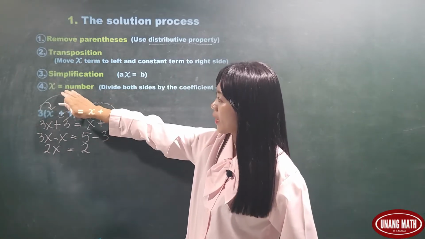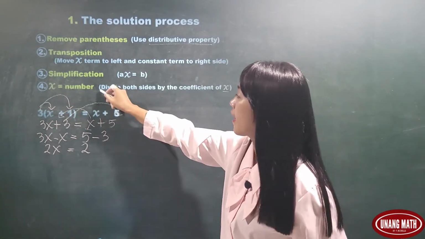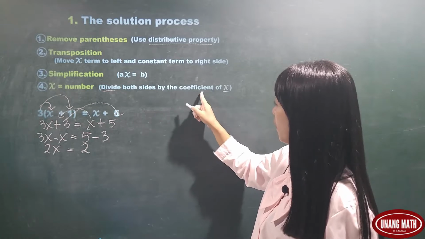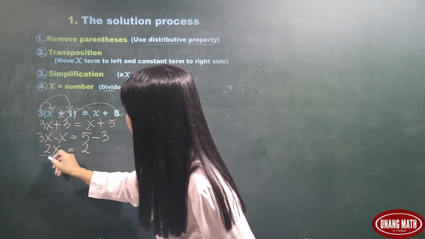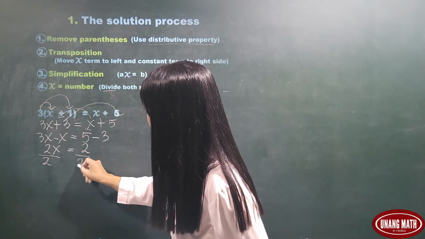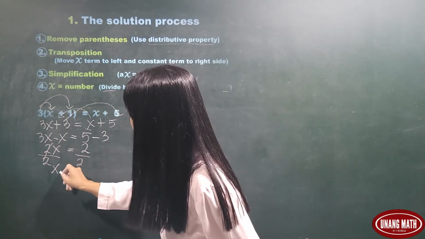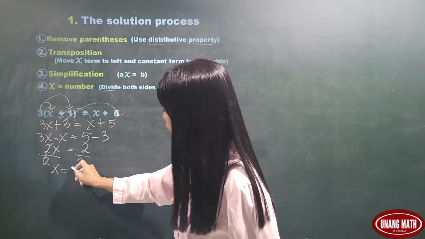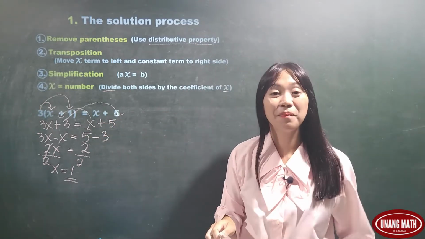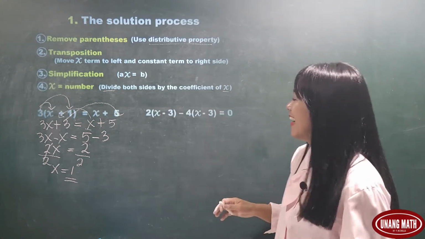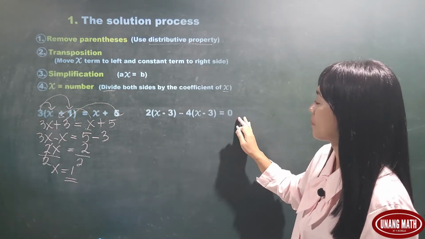To get the form x is equal to number, divide both sides by the coefficient of x. Coefficient of x is 2. So divide both sides by 2. So x is equal to 2 divided by 2, 1. So the solution to this equation is 1. Okay, how about another example?